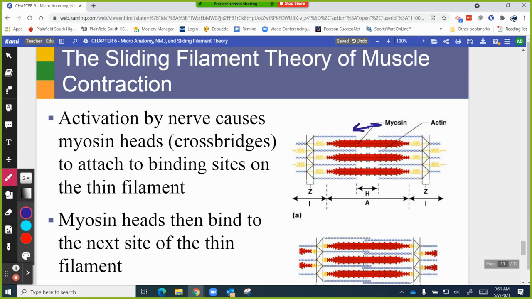So those myosin cross bridges will bind to those sites on the thin filament. And then it releases, grabs another spot, pulls it, and then it pulls until it slides it together.